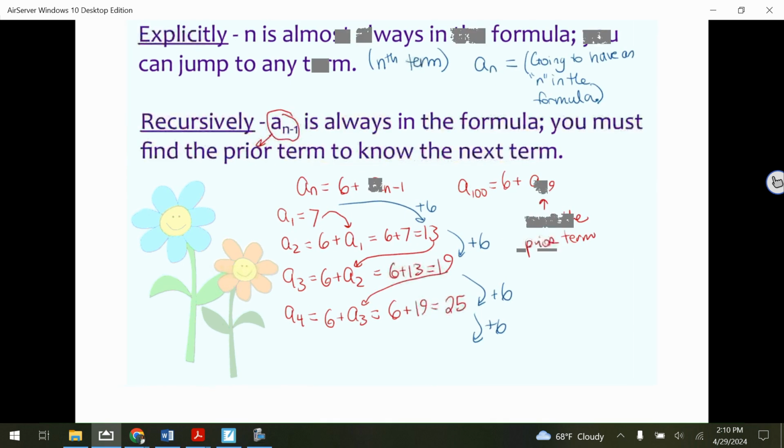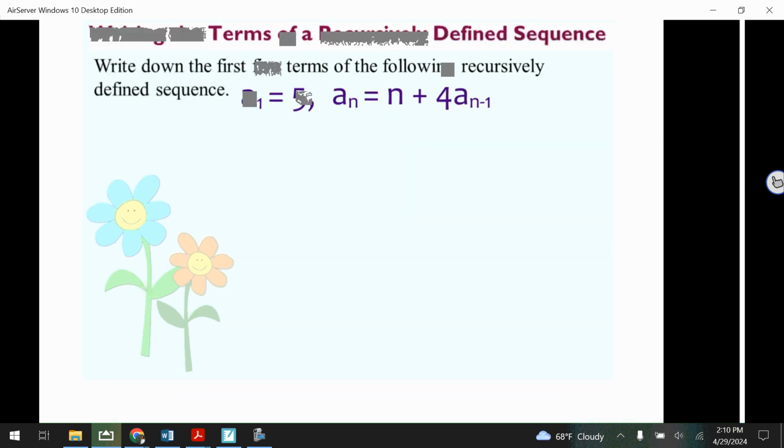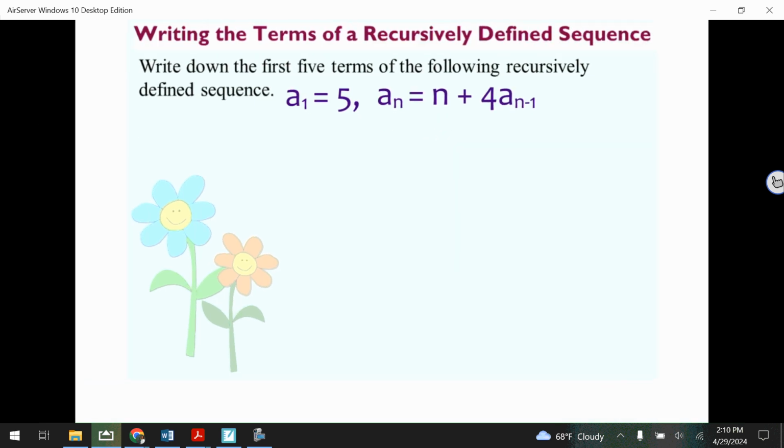explicit formulas, but we need to know how to write both the explicit and the recursive formula. So that's the difference between those. For example, write the terms of a recursively defined sequence. In this, they have to give you the first term. The first term is A1. And then they have to give you a formula for advancing the sequence. Because I like tables, I'm going to create a little table.